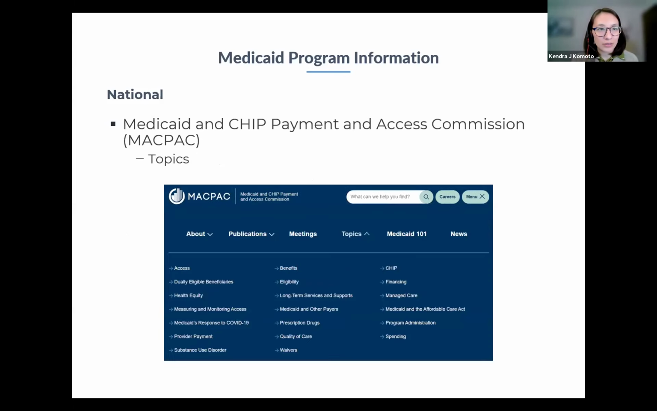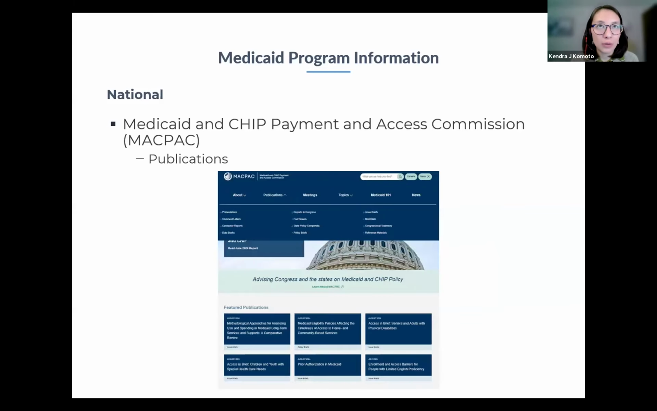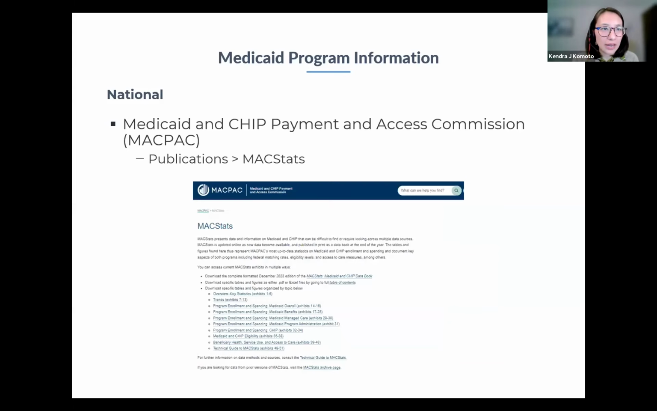The site also has information listed by topic, so you can select any of these for more information. Again, there's a mixture of kind of services or more general topics like eligibility, health equity. And then within publications, there's a range of resource types. I wanted to note one in particular. MaxStats is now found within publications. I think previously it was a standalone page, but the MaxStats get updated as information becomes available.